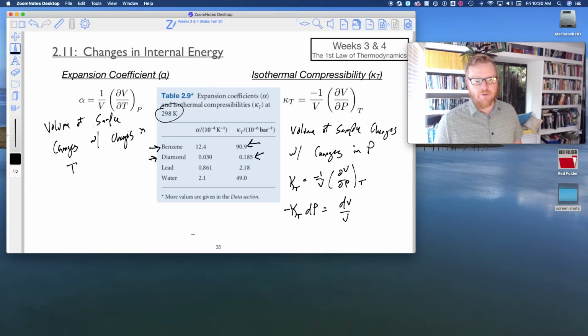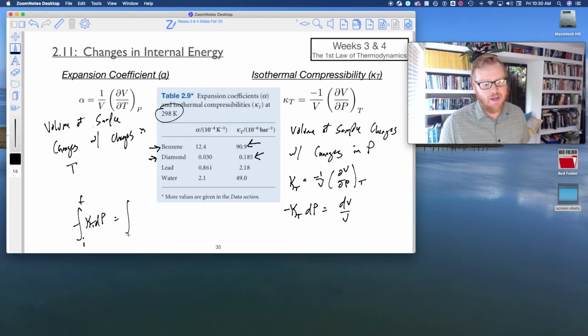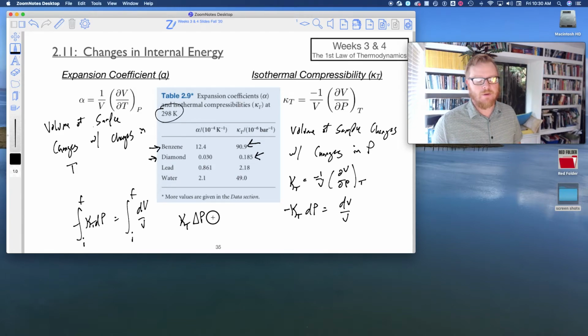Now what I can do, I'm going to do my work over here. I can integrate from initial to final of negative kappa T dP, and I can also integrate from initial to final of dV over V. And so what do I get? Over on this side, I'm going to get a negative kappa T times delta P. Pretty straightforward. And over here, I'm going to get the natural log of VF over VI.